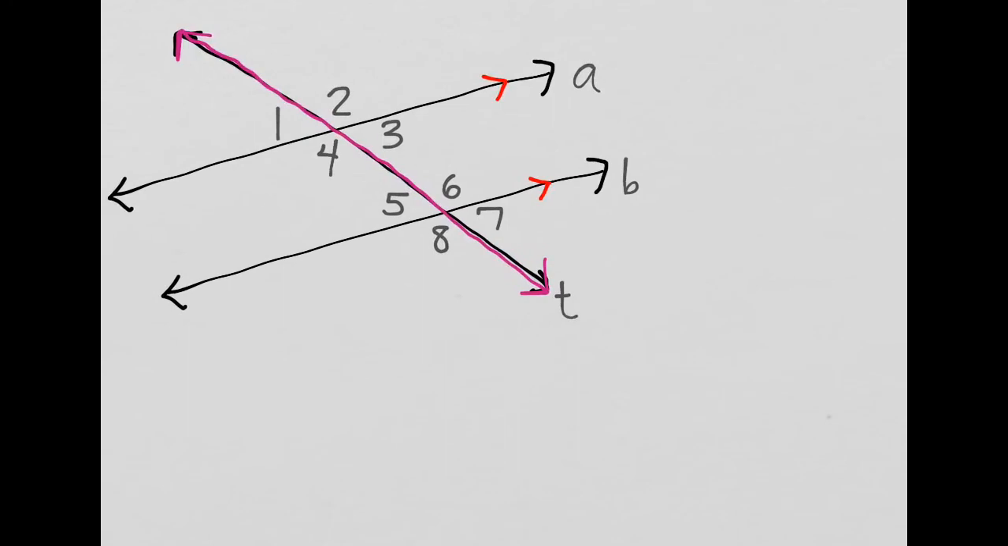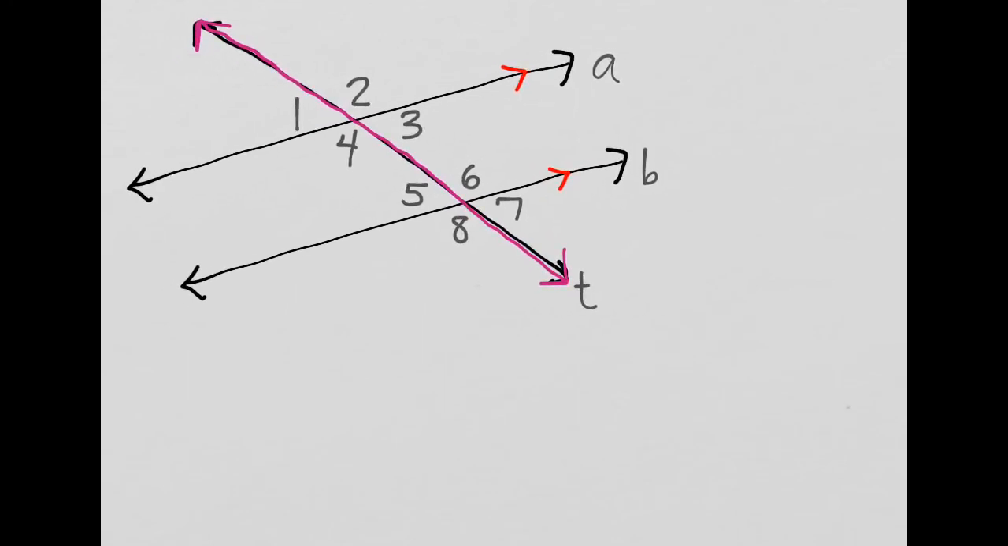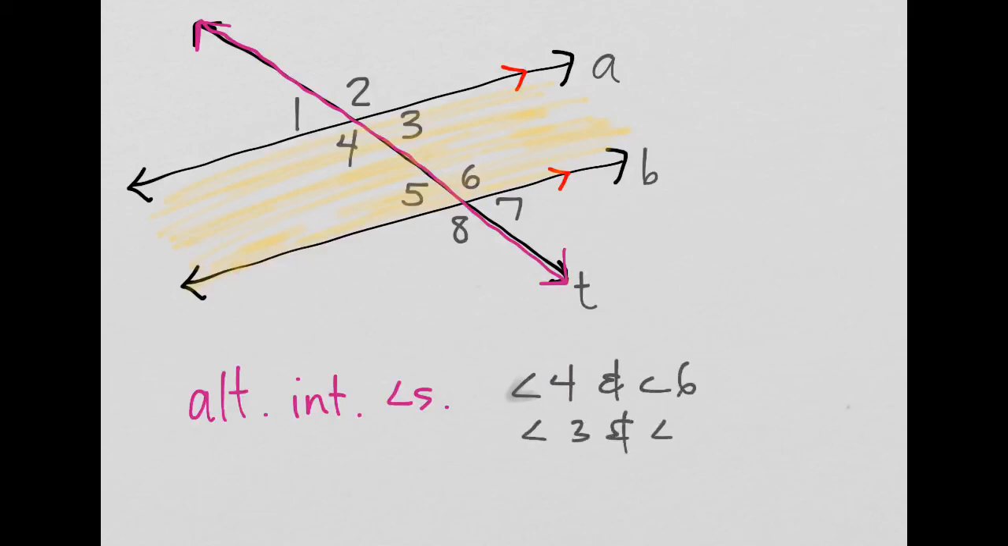Now, there's a ton of things that we can figure out here. Let's list a few. Let's find another angle that is equal. Well, let's back up a little bit. Let's find a pair of alternate interior angles, and I'm going to note it this way. Alternate interior angles. Think about that for a minute. Interior has to be in this yellow section, and they have to be on opposite sides. If you said angle 4 and angle 6, you'd be right. If you said angle 3 and angle 5, you'd be right.